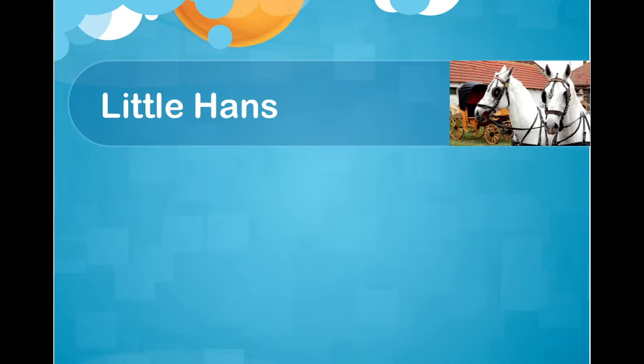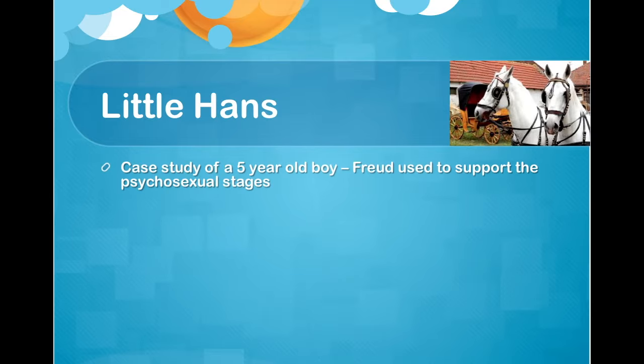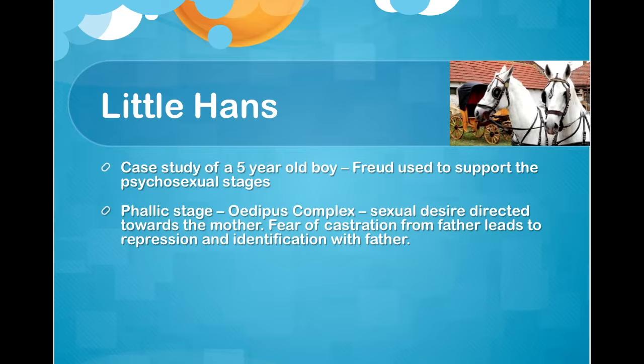Linked to the idea of psychosexual stages of development is the case study of little Hans. Now, little Hans was a 5-year-old boy, and Hans's father was a fan of Freud's work and Freud's theories. So when Hans's father found out that his son was having strange dreams, he looked to Freud for some ideas and for some theories. And what he found was the theory of the Oedipus complex, and this is thought to develop through the phallic stage of psychosexual development.